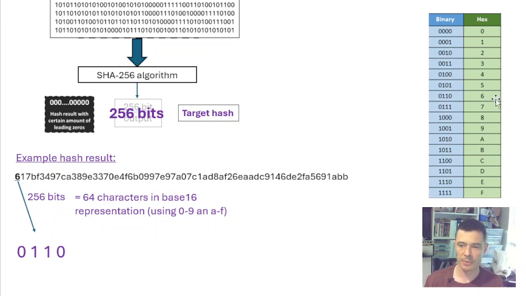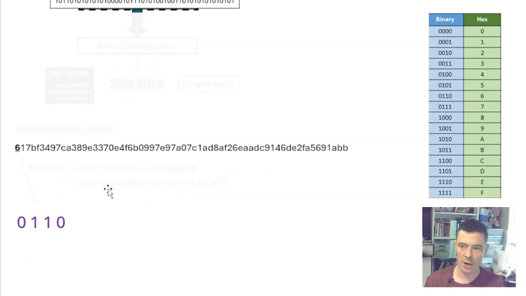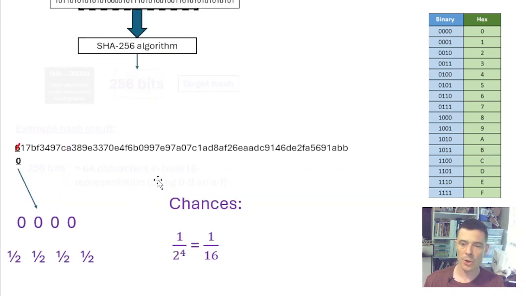Because here's 6, here's the bits that it represents. So we've got a 0 here at the start. So in order to produce a hash value that has one leading 0, or let's look now at 4 leading zeros, let's say we wanted to make this a 0 in hexadecimal, which is 4 binary 0 bits. Our chance of doing that is 1 over 16.